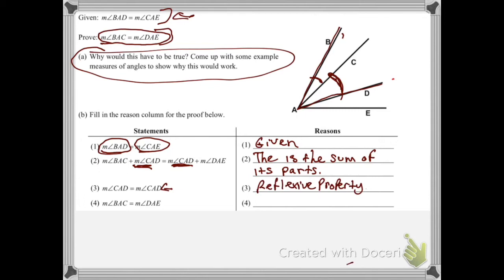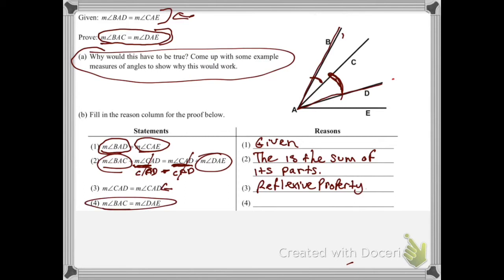Well, since now these two sides are equal, what can I do to both sides? I can subtract CAD from both sides, right? Subtract CAD from both sides and they cross out. So I'm left with BAC equals DAE. And here it is, okay?